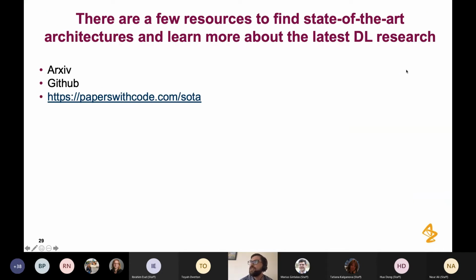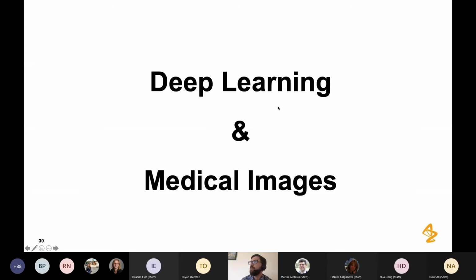So there are these days quite a few resources to find state-of-the-art architectures and learn more about the latest deep learning research. I think you're familiar with arXiv, where you can find papers even before they get published. It's a very fast-paced field, so arXiv is very useful to get papers, as is OpenReview. These days a lot of code is also shared on GitHub, and there is also a nice resource called Papers with Code, where you can find state-of-the-art algorithms for segmentation, classification, and so on. So, deep learning and medical images.